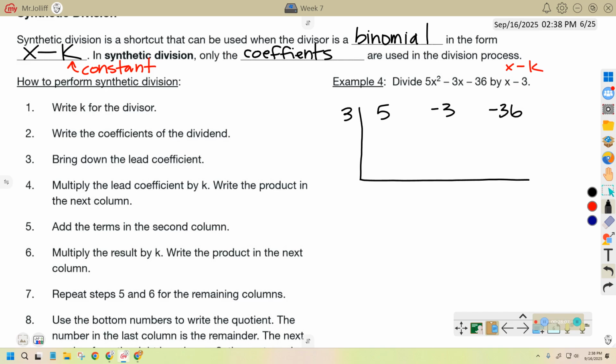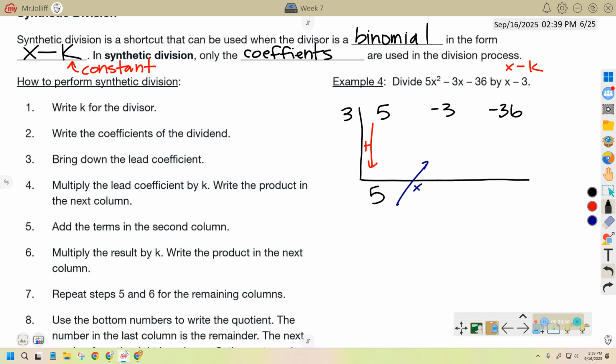We're going to bring down the coefficient. Technically, what we're doing is we are adding down the column first. And then we are going to multiply the result and bring it up. So that first column, there's nothing beneath the 5. So 5 plus nothing is just 5. That first column's always just going to come straight down.